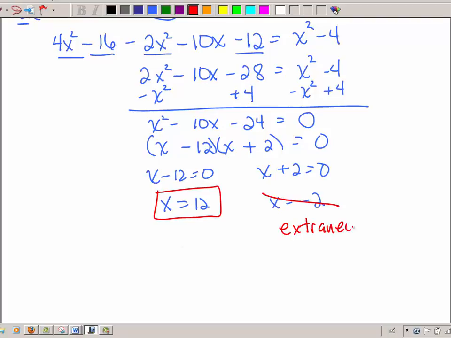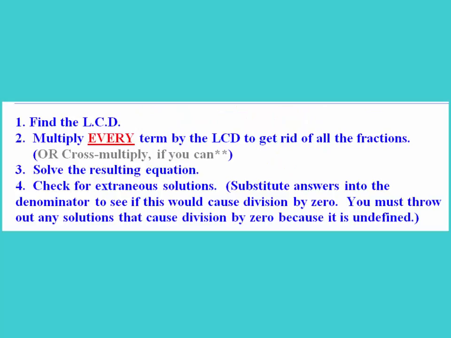Again, I want to see that on your paper. I want to see just one line through it, and then write the word extraneous. So just to go back over the steps, rational equations, which means fractions, you're going to find that LCD, multiply every term to get rid of the fractions, or remember, if you have a fraction equals a fraction, you could cross multiply. Don't have to. You could go back to the LCD. Going to solve, but you've got to check for those extraneous solutions.